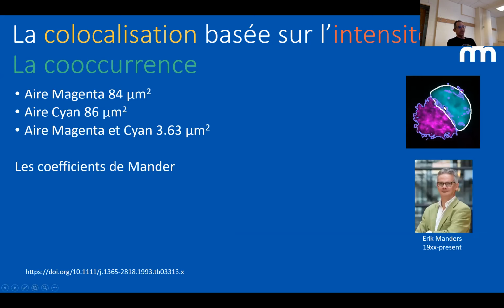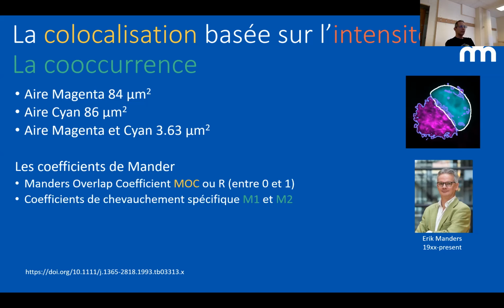You can make a ratio between the two, but you can also weight them by the intensity of each of them. And this was done by Erik Manders in 1993, so it's not too long ago that this technique was made. It made two different coefficients. One is called the MOC, Manders overlap coefficient, where it varies between 0 and 1, and it tells you the percentage of pixels that colocalize above the threshold of the other.